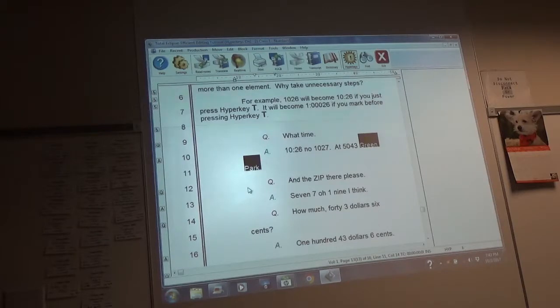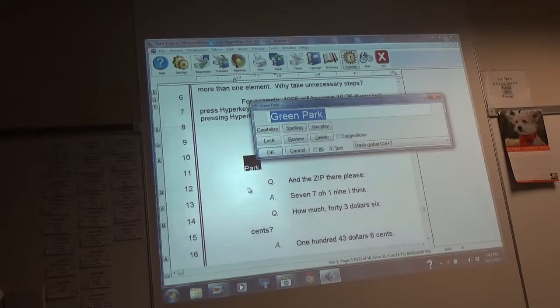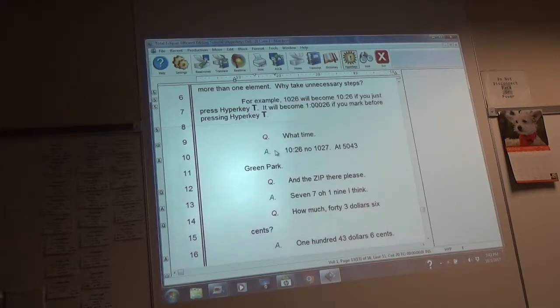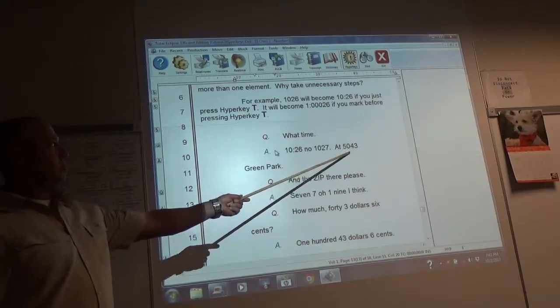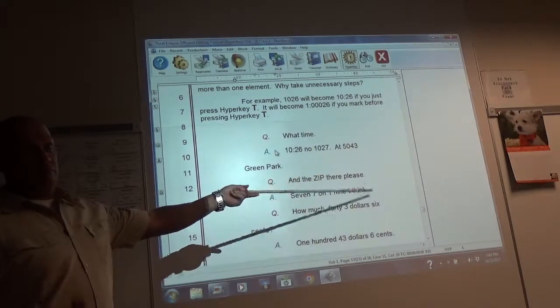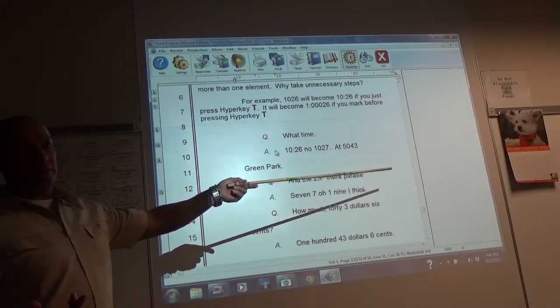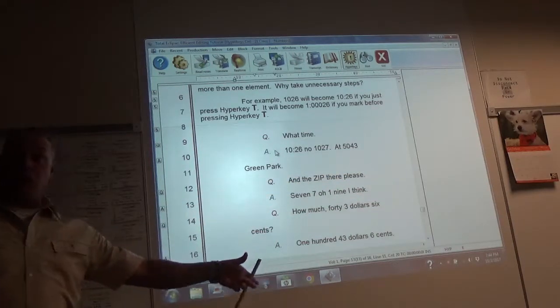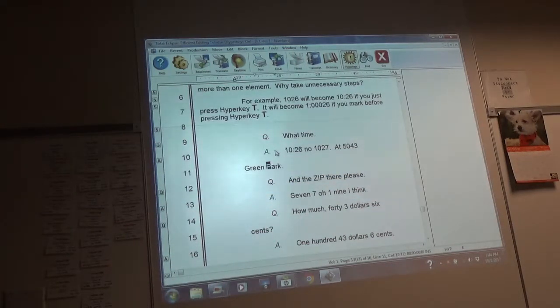Control G or G, and then we'll do lock. Did you lock? And then okay, put it together. Right? Oh, will you put the 5043 on there too? It's the address. Well, go back and do it again. I mean, I don't know.